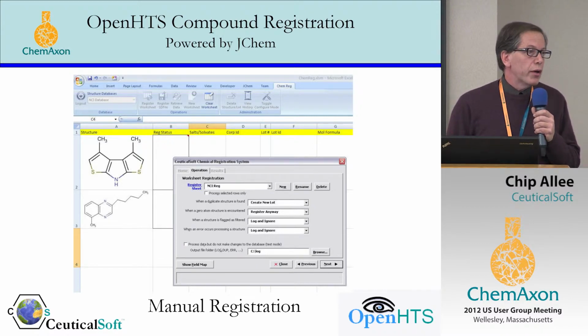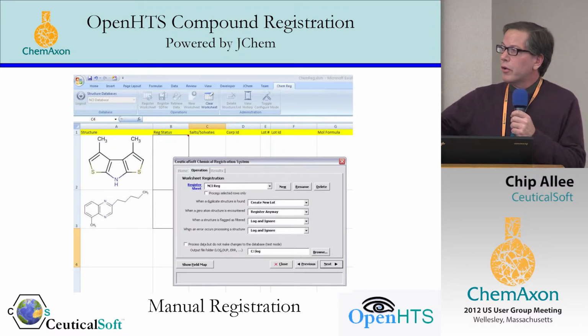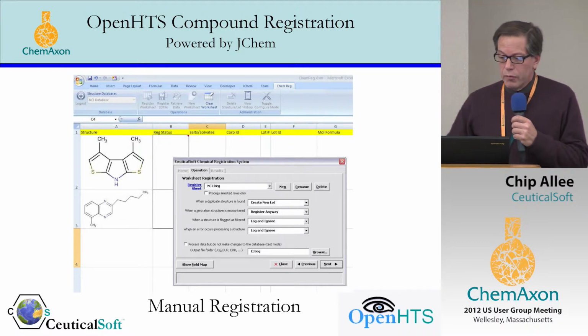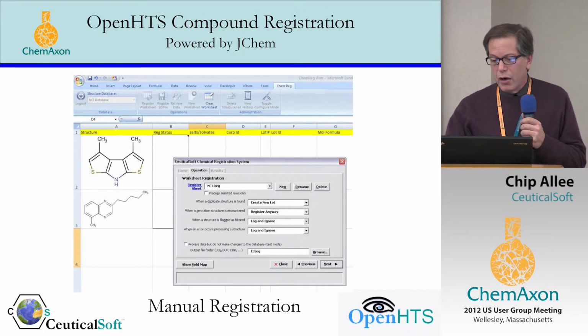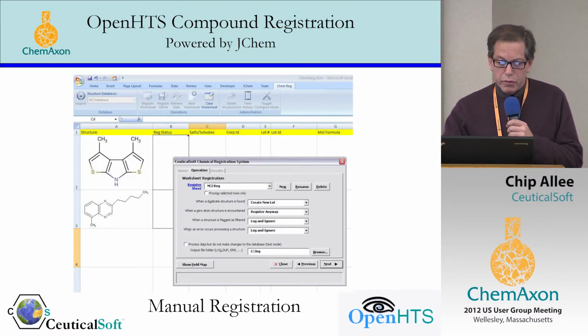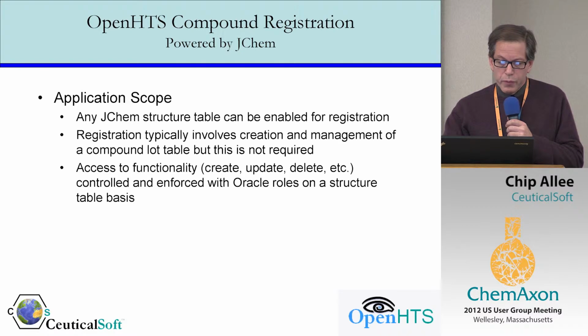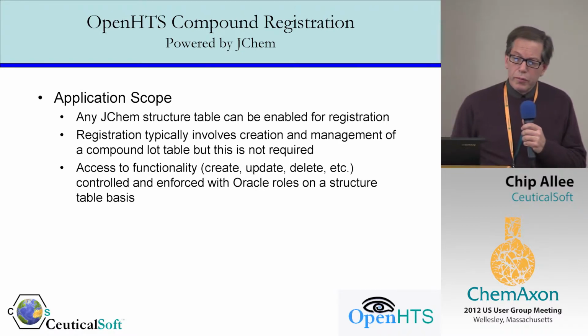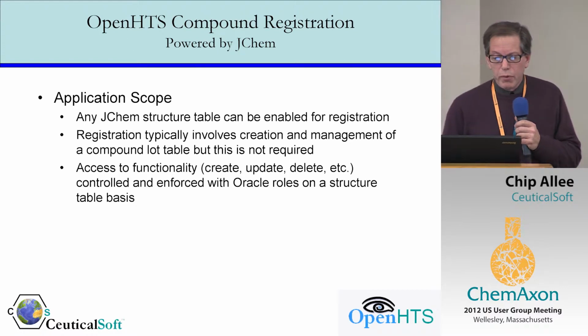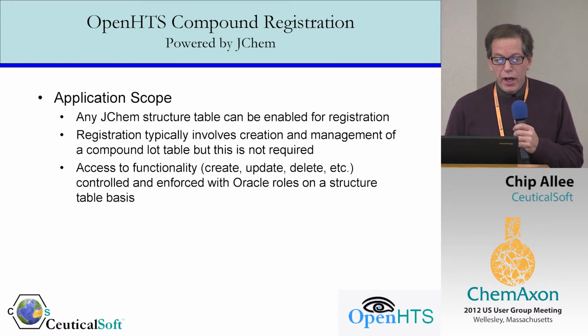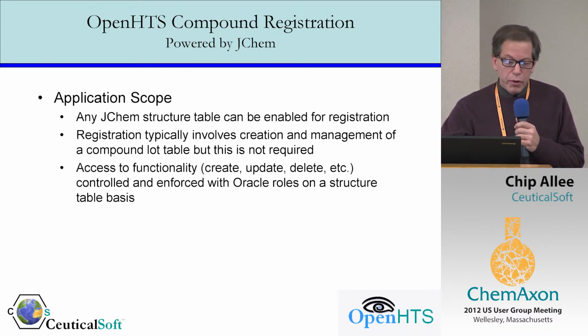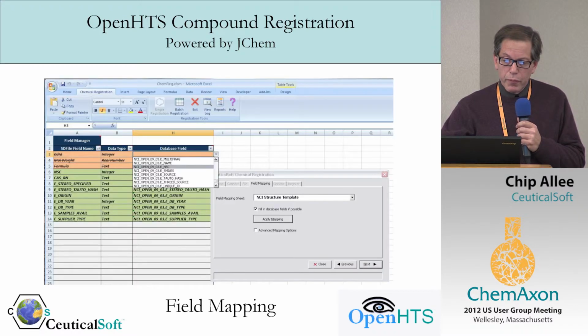People are very comfortable with Excel. They already have it. They like using it. You can bring sets of compounds into your Excel sheets and manipulate the data and do whatever you want, and then basically push some buttons and do registration right out of Excel. And there's all the features of the .NET API essentially available. Again, we do any JChem structure table. We handle any sort of lot scenario, and the full functionality of Oracle is deployed.